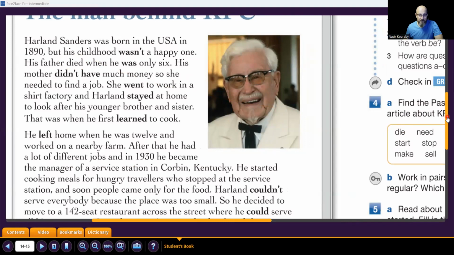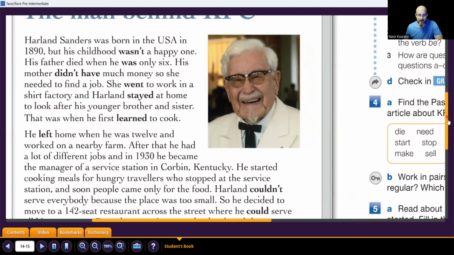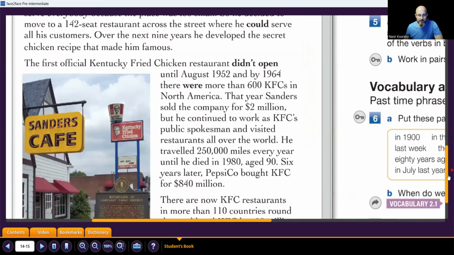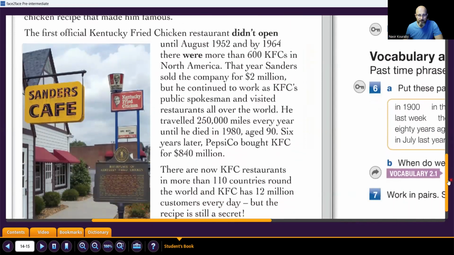You can bring the past simple from here and do it yourself now. You can stop the video and do it. I will put the rest of the article, and you find other verbs.